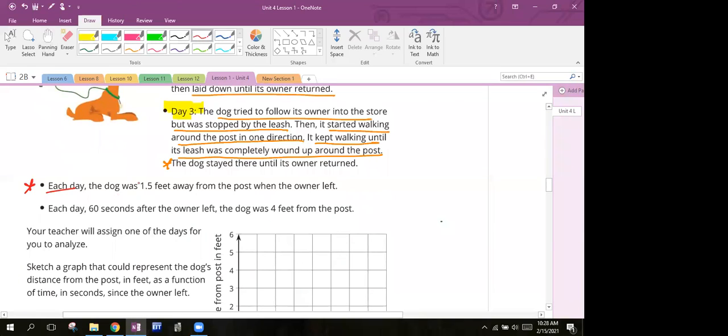Now, two things are important about this information. Each day, the dog was 1.5 feet away from the post when the owner left. Each day, 60 seconds after the owner left, the dog was 4 feet from the post.